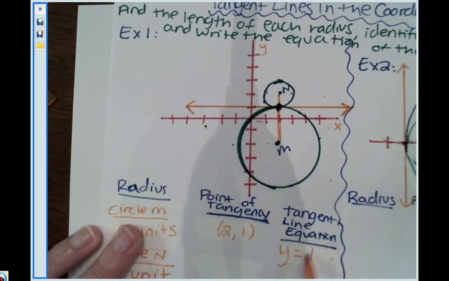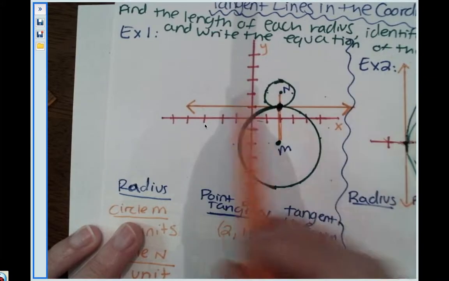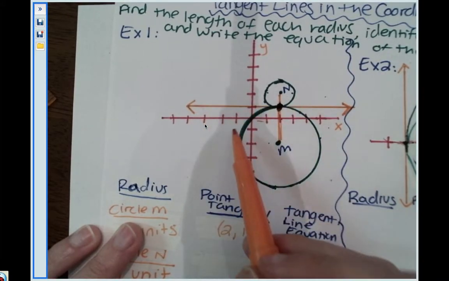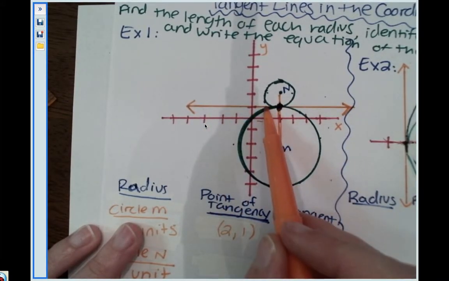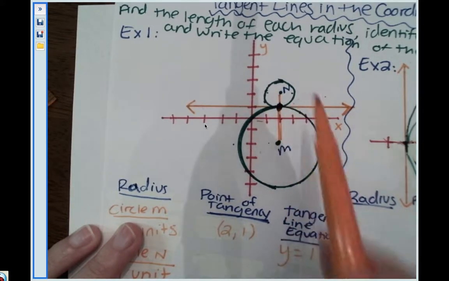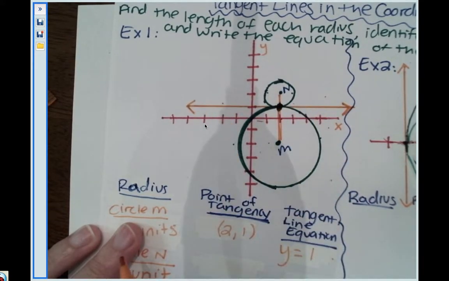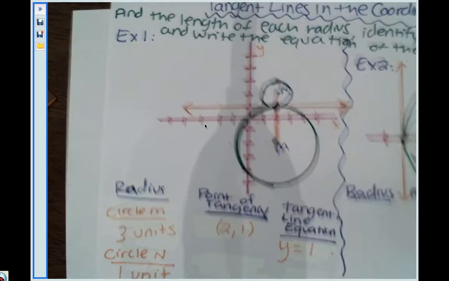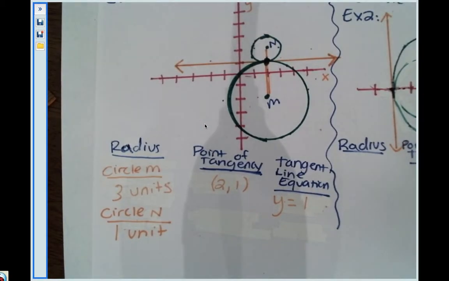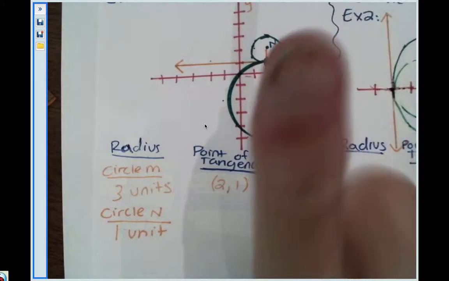And if you see, the reason why it's y equals 1 is because no matter what on this line, y is always 1. Y is 1 here. Y is 1 there. Y is 1 there. Y is 1 here. So it's the line where y always equals 1. And guess what, you guys? That problem is done. Nice job, you guys.